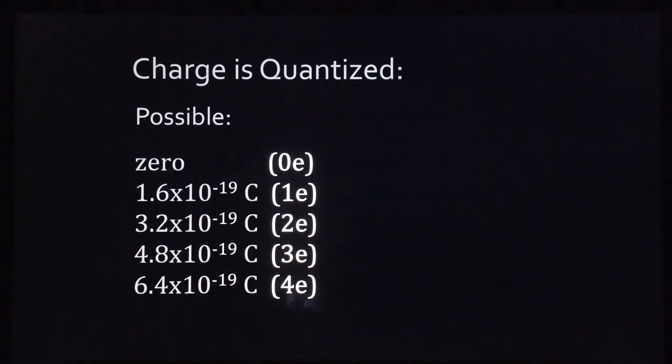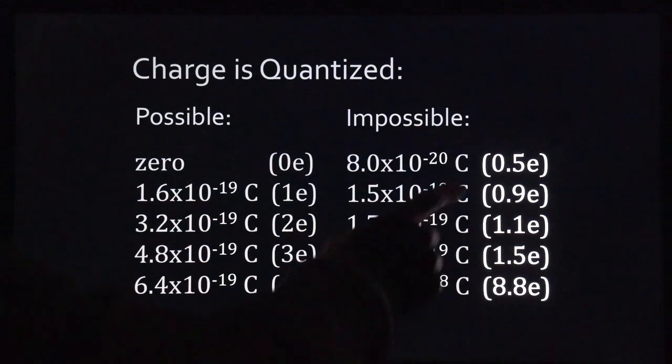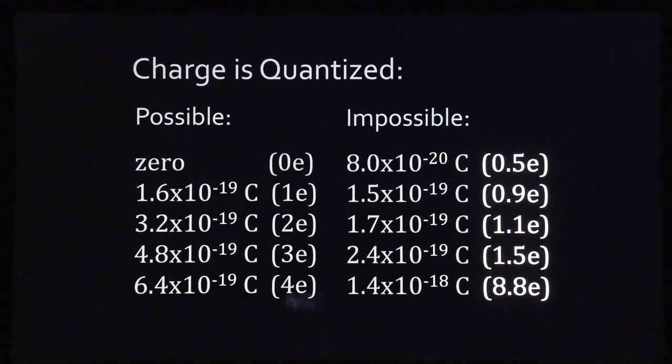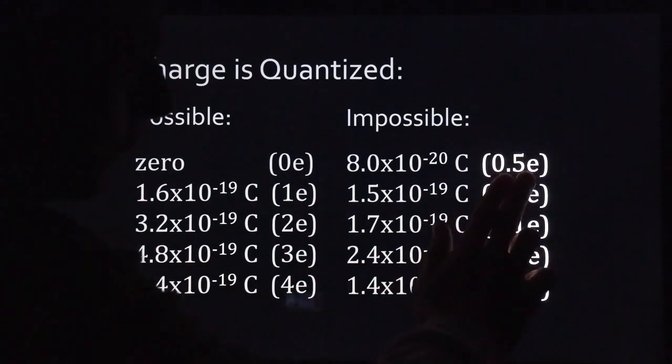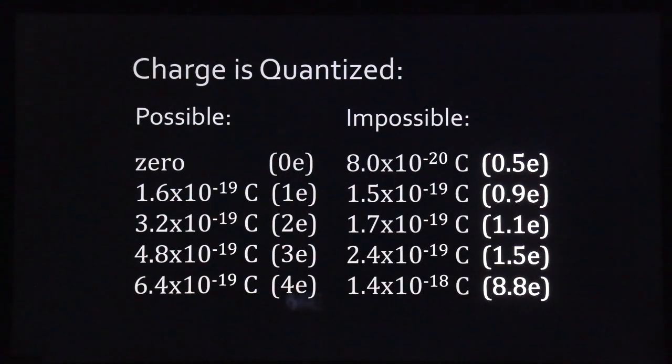It comes in fixed bunches. But what is not possible? Here are some examples. There's many, but this is just some example. Why is 8 times 10 to the minus 20 not possible? Because if you were to calculate that out, that turns out to be half of an electron. You cannot split half of an electron. You can only have 1 or 2 or 0, not a half.